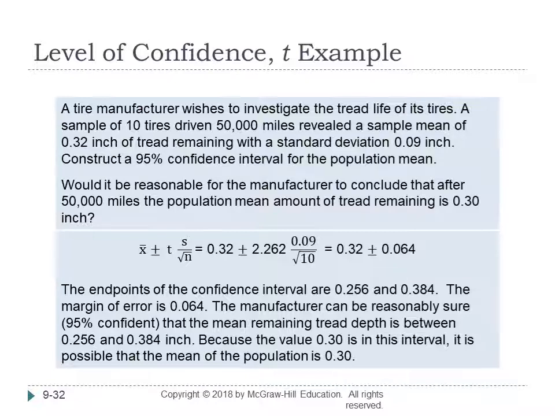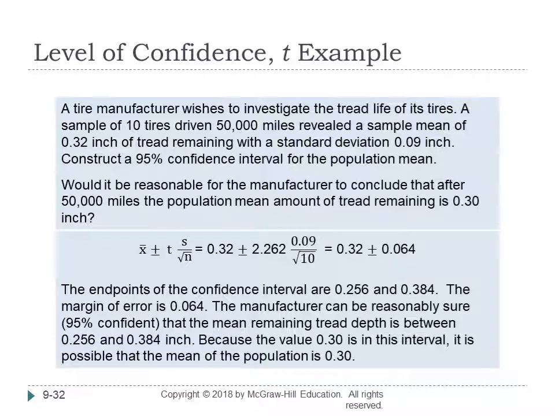This is using the t-distribution, and the standard deviation of the population is unknown. It is x bar minus or plus t times s divided by the square root of n. Here, use s, the standard deviation for the sample. It is 0.32 minus or plus 2.262. That's the t-value that we got for a two-tailed test at 95% confidence level. This is multiplied by 0.09, which is the standard deviation for the sample, divided by the square root of n, which is the square root of 10.